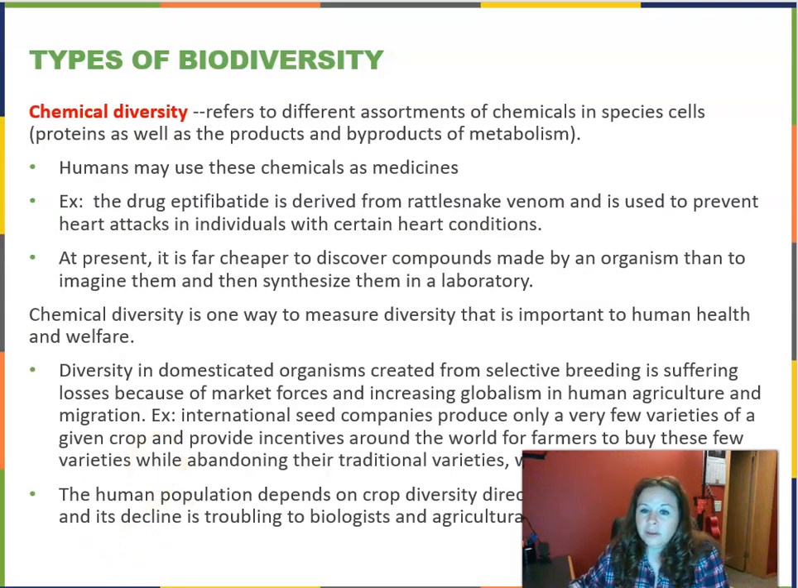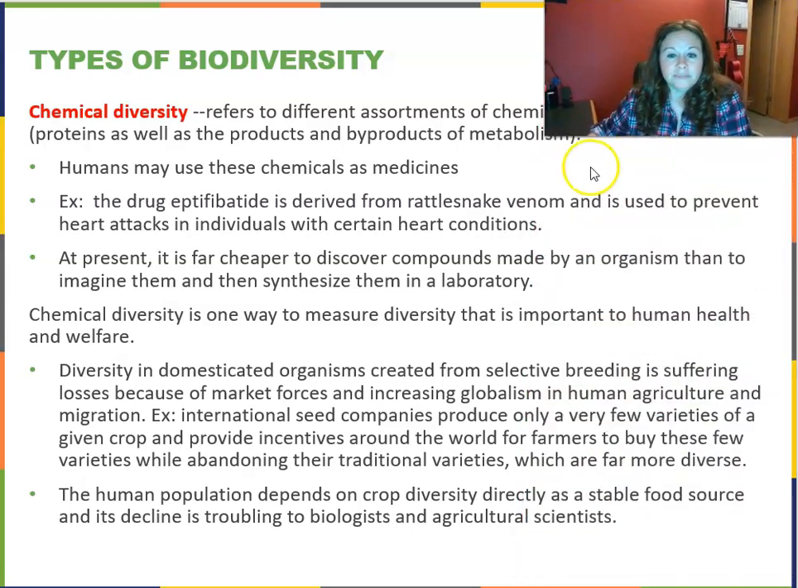There's also chemical diversity. This refers to the different assortments of chemicals in a species' cells, proteins, as well as the products and byproducts of metabolism. And humans can use these chemicals for their very own medicines. For example, the drug eptifibatide is derived from rattlesnake venom and is used to prevent heart attacks in individuals with certain heart conditions. You may not have known that.